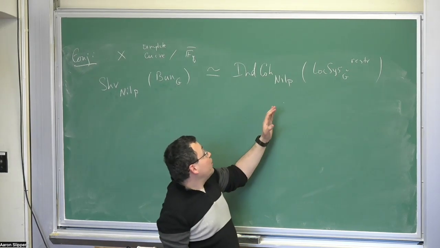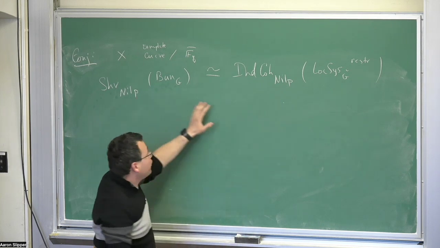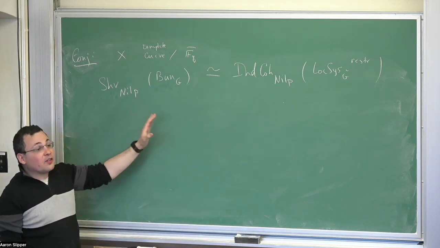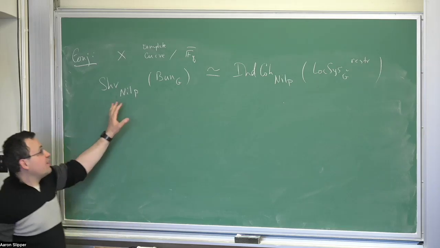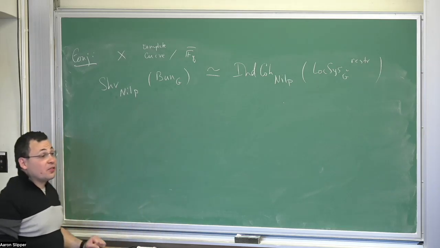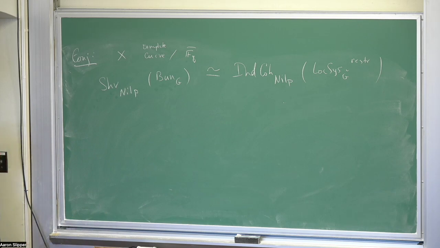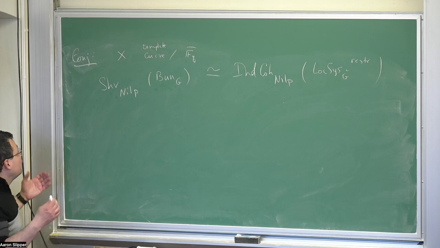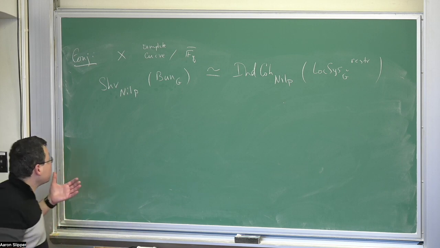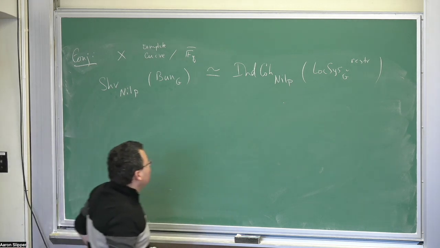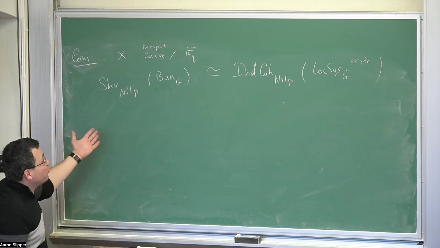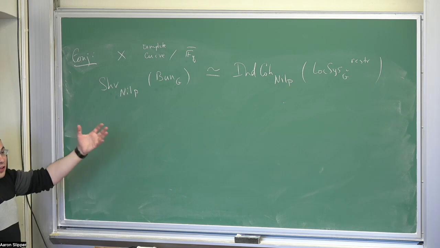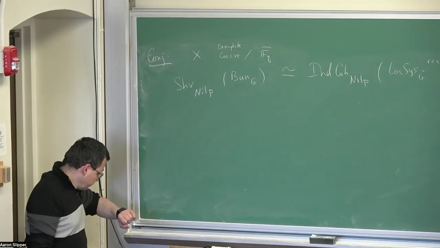I want a bit of a warning. There's a nilpotent condition on both sides. It looks symmetric, but that's misleading. They're different nils, playing different roles and doing different things. So this is the conjecture that we're able to formulate as a result of all this work.